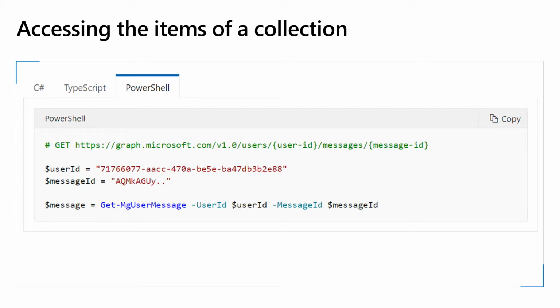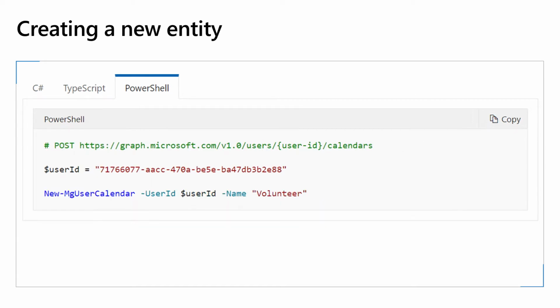If you wanted to access just a specific message, then you can see in the URL there's a user ID and a message ID, and they correspond directly to parameters of the Get-MgUserMessage command. When it comes to creating new objects, in the OData style of calling an HTTP API, you use the POST HTTP method to create it. That's not the convention within PowerShell, so there's a mapping that happens. We convert POST over into New.